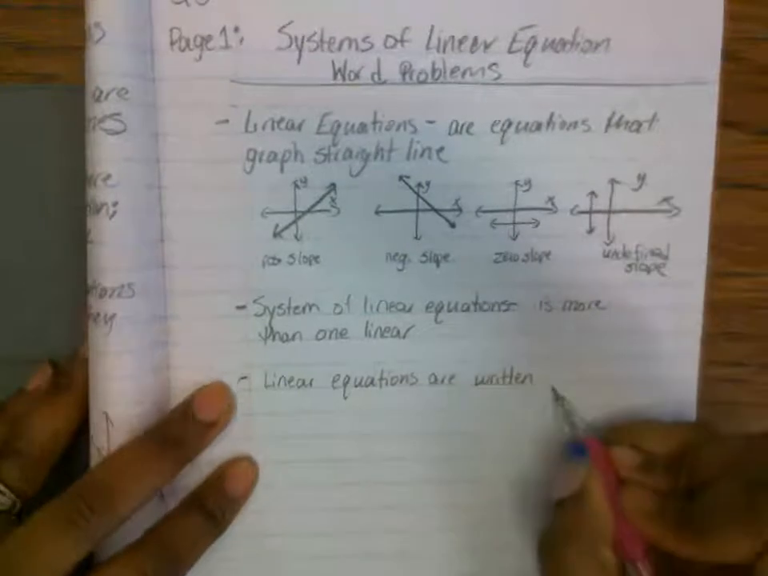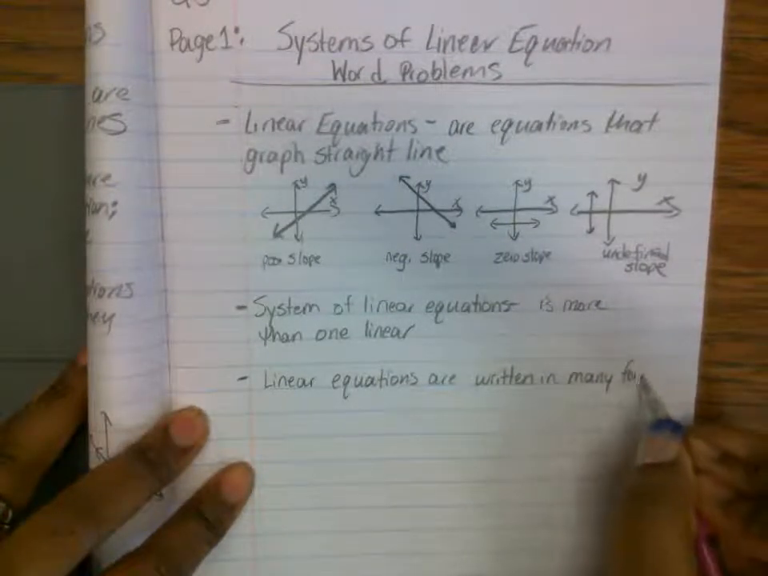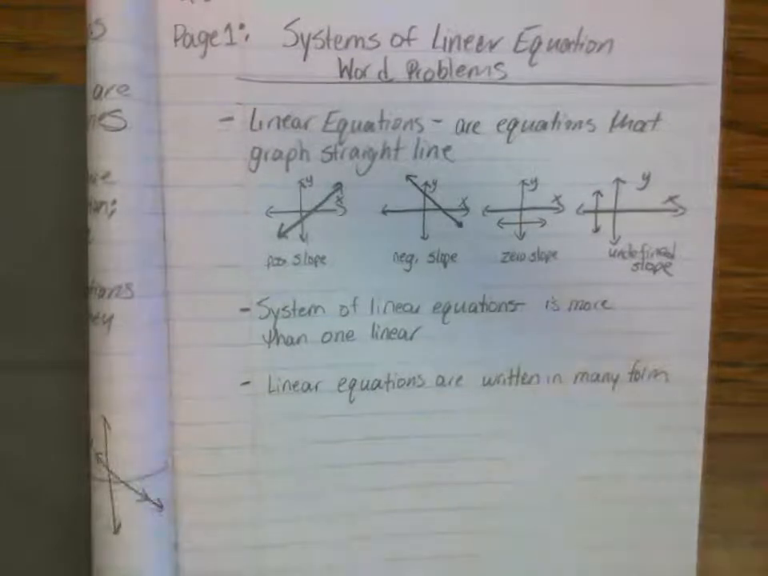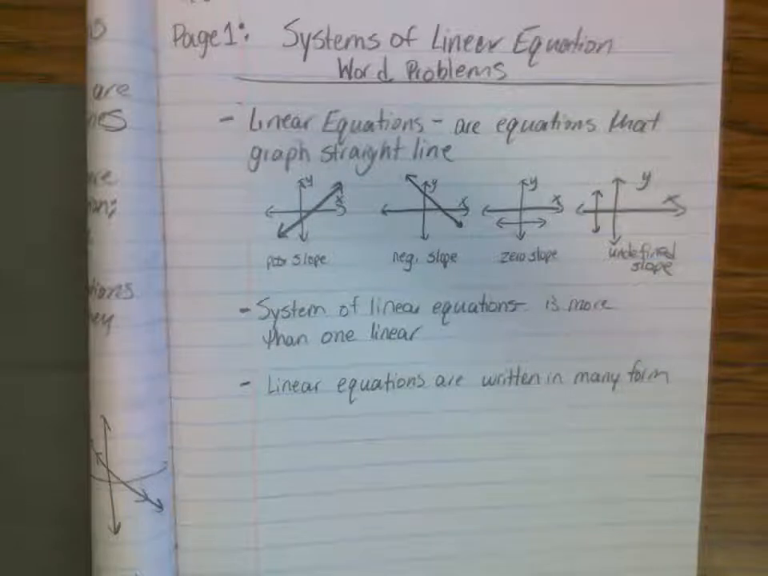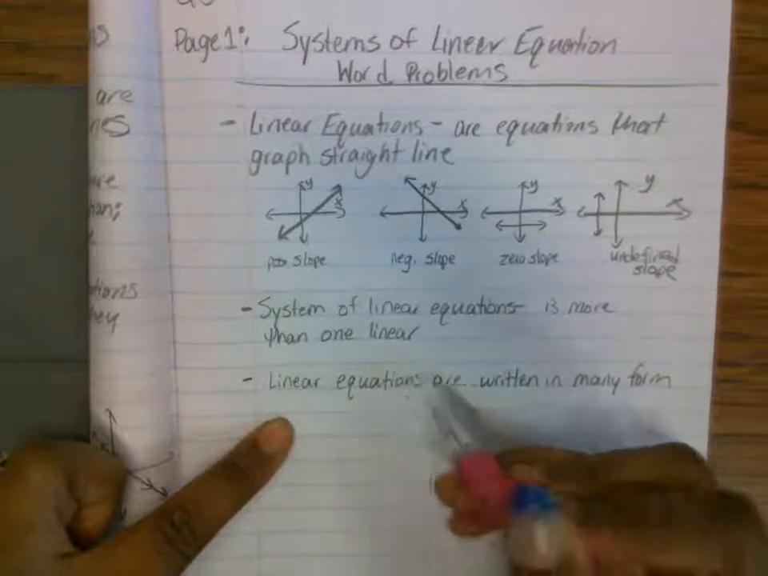Linear equations are written in many forms. There's only one form that we're going to be writing a linear equation in, but just note that even if an equation is not written in that form, it doesn't mean that it's not linear. But this is the only form that we have to know for this particular course, and that form is slope-intercept form.